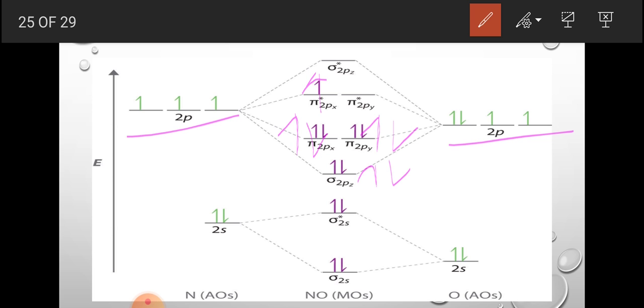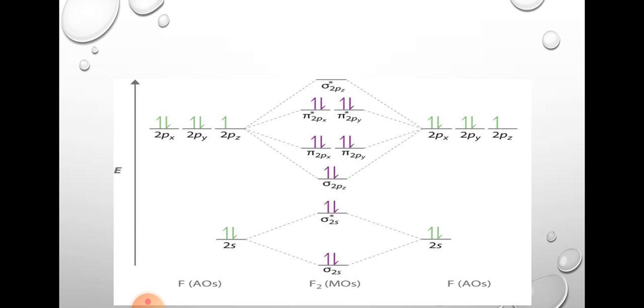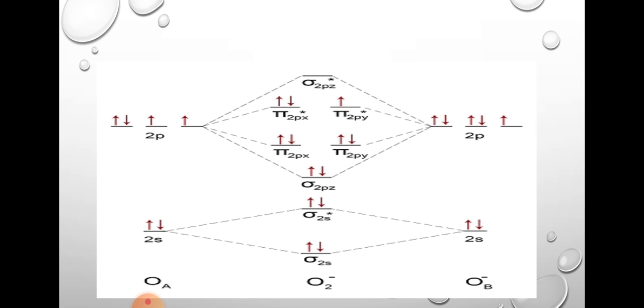Okay, and by counting bonding and anti-bonding electrons, we can calculate the bond order, and bond order will give you certain predictions. For fluorine, try to make it, children. For O2 minus, there are many molecules for which you can draw the molecular orbital diagram and its energy levels. Try to do it. If you don't understand, do ask me. Okay, like this only you have to perform.